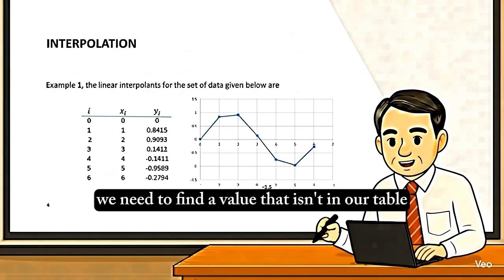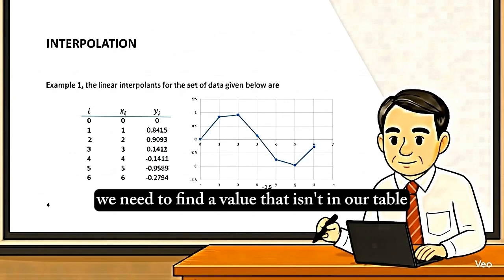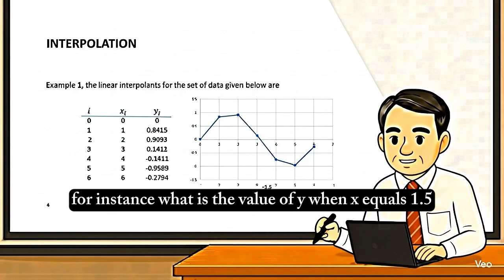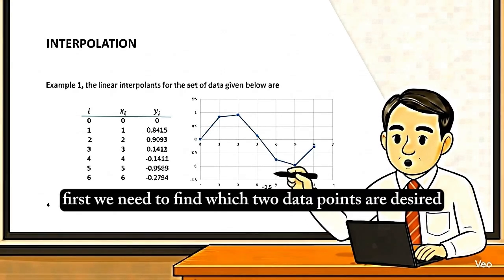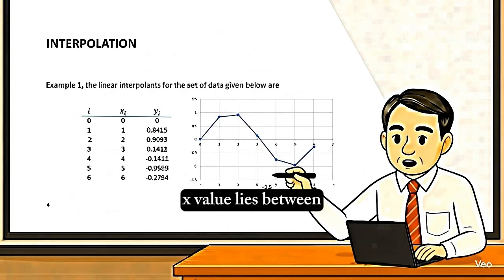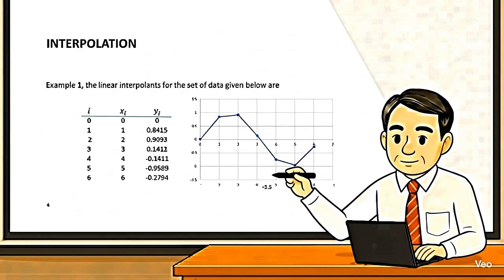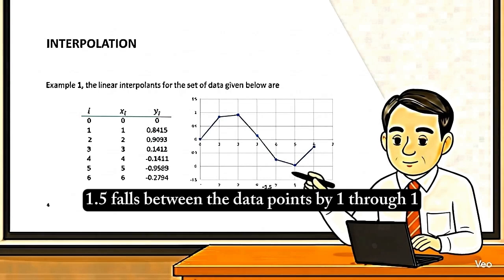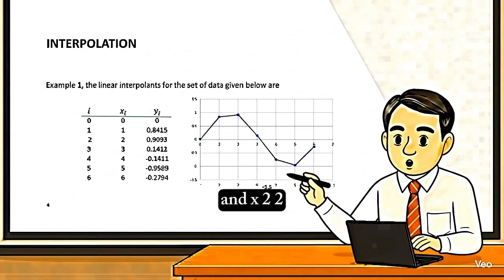Let's imagine we need to find a value that isn't in our table. For instance, what is the value of y when x equals 1.5? First, we need to find which 2 data points our desired x value lies between. Looking at the table, we can see that x equals 1.5 falls between the data points x1 equals 1 and x2 equals 2.